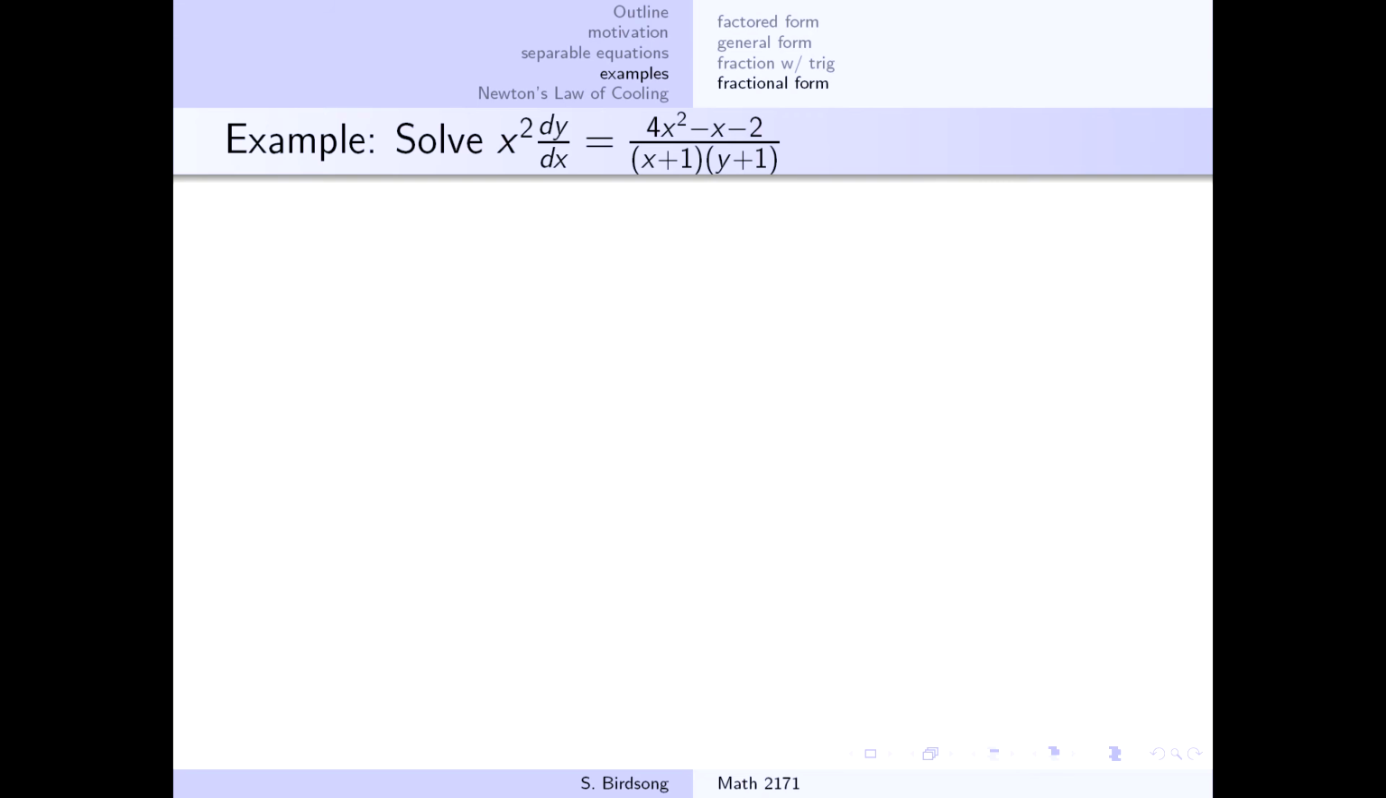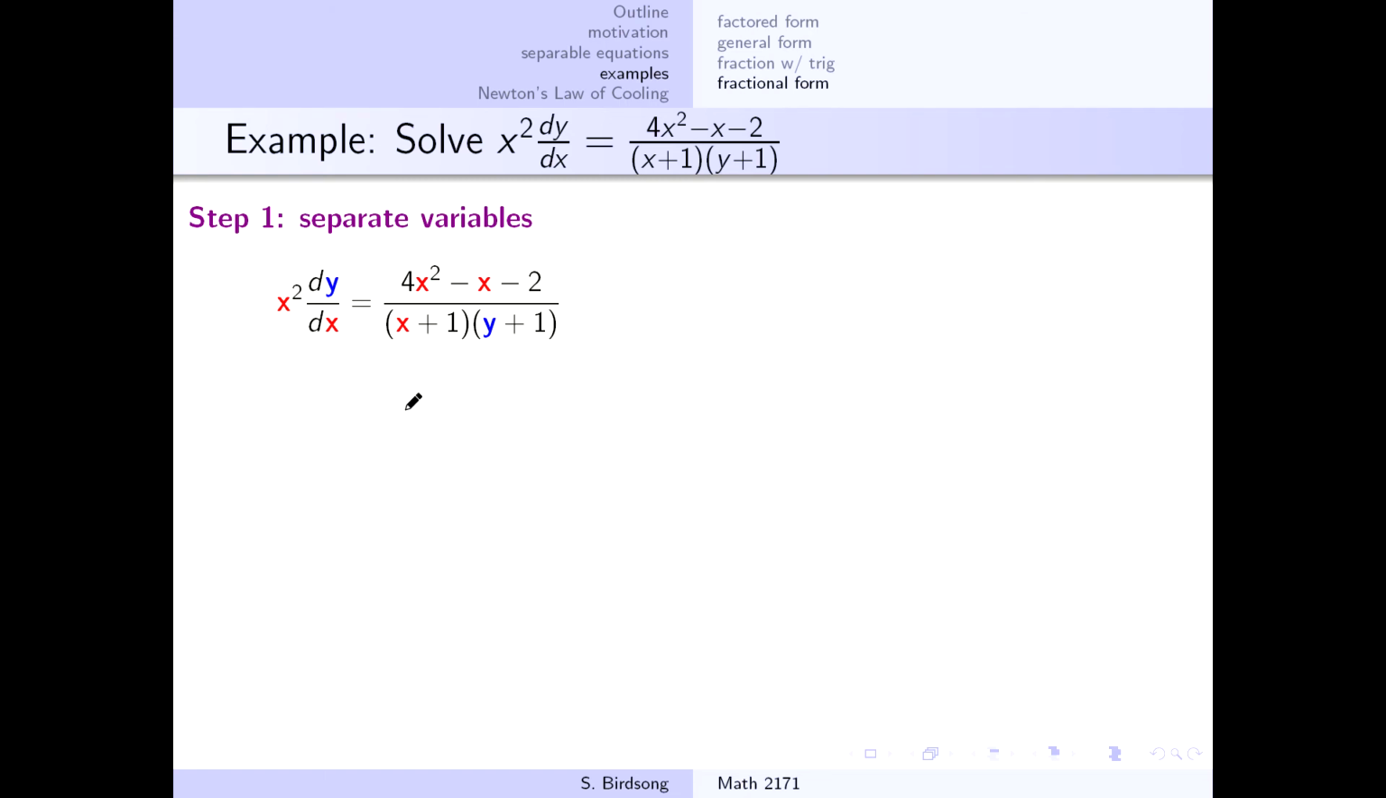So let us look at the last example of separable equations for right now, although we will see separable equations quite a bit. So suppose we have the following differential equation. We've got x squared times the derivative of y with respect to x, all equals this fraction right up here. We've got 4x squared minus x minus 2. Now, the first thing that we want to do is check to see if it actually is separable. We want to check to see if we can actually separate all of these variables to the same side.